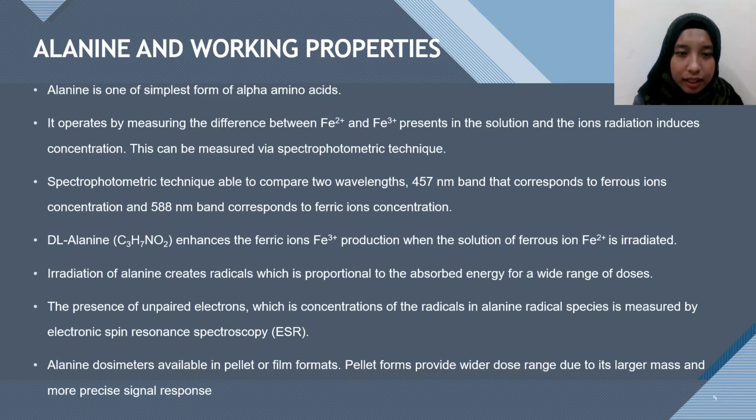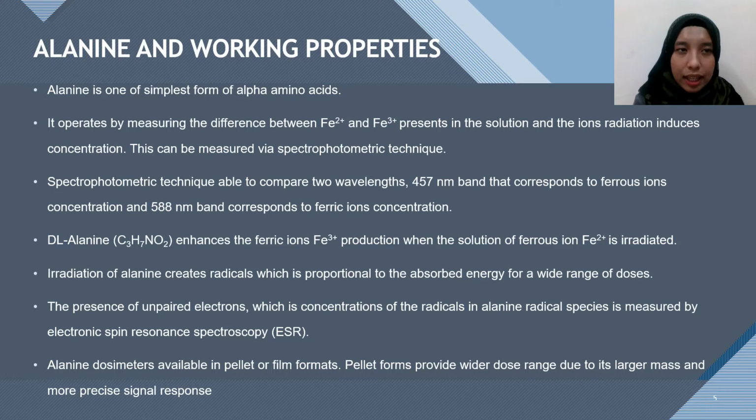DL-alanine enhances the ferric ions production when the solution of ferrous ion is irradiated. Irradiation of alanine creates radicals, which are proportional to the absorbed energy for wide energy range of doses. The presence of unpaired electrons is the concentration of radicals in alanine radicals. It is measured by electron spin resonance spectroscopy.